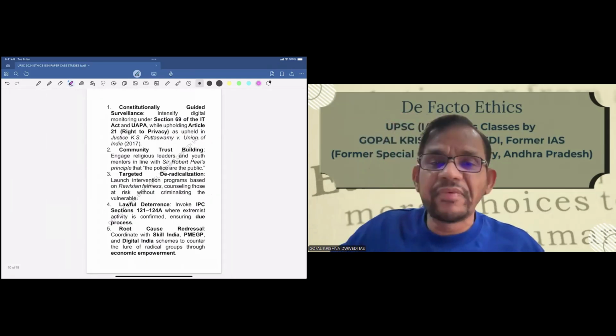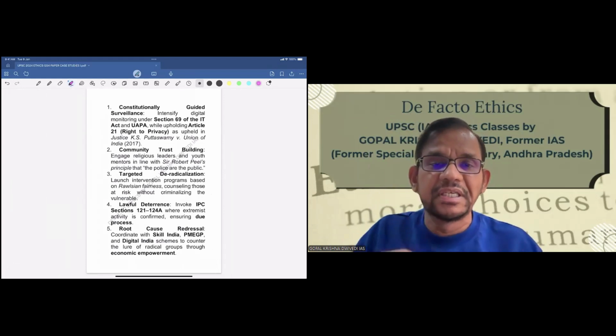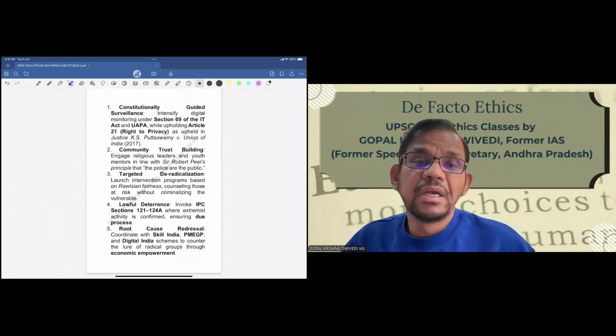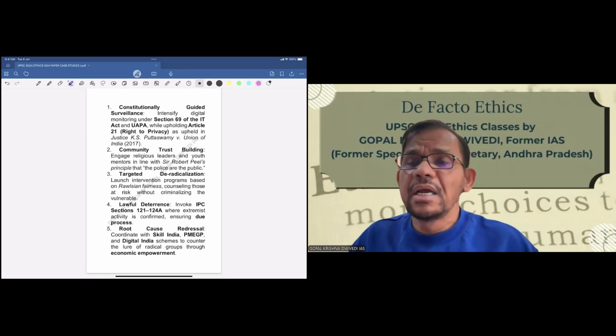Now, what are the various options available? I mean, what are the various options he should take, actions he should take? Now, first is constitutionally guided surveillance. This is one option he is having. So, intensify digital monitoring under Section 19.